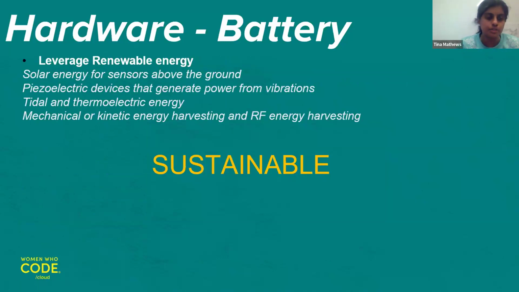There is always an option of leveraging these hardware, like using renewable energy as well. So there are some sensors where they would use solar energy above the ground, or let's say use piezoelectric devices to generate the power. These are mechanisms which are still growing, and they are very effective. So the idea is that you need sustainable solutions, but then again, it's a large amount of fleets, so we have to accordingly see what works.